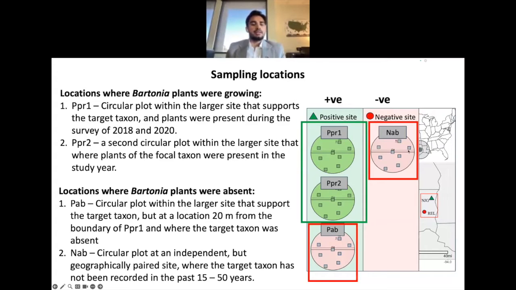It is an independent plot, but a geographically paired site where the target taxon has not been recorded in the past 15 to 50 years. So basically, we have two plots where we see the plant and two plots where we do not see the plant.